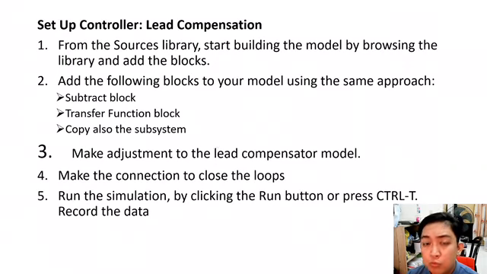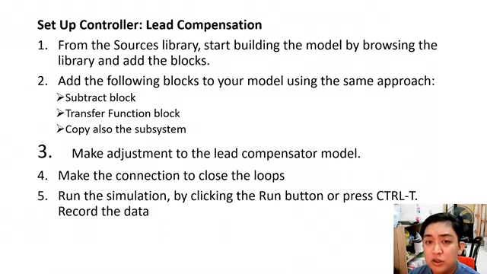Okay, next. Moving on from lag compensator, we start with lead compensation. Again, from the source library, we need to find a few blocks, which is a subtract block, transfer function block, and we need to copy also the subsystem. Next, we need to make adjustment to the lead compensator model, mainly the transfer function. Make the connection to close all the loops.